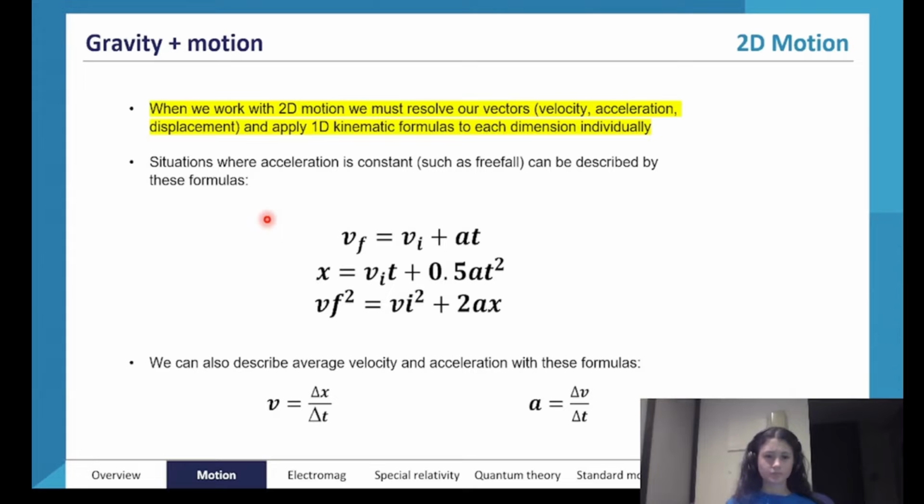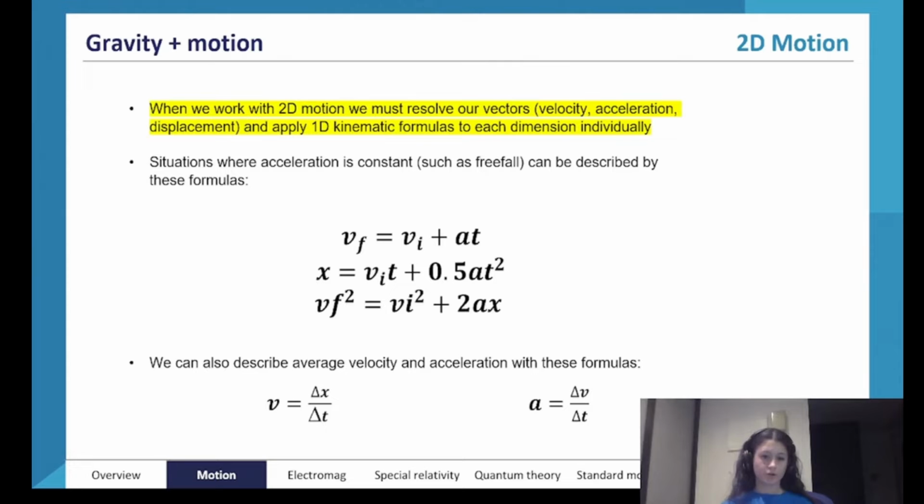Remember, projectile motion is a case where our acceleration is constant, because the only acceleration that we're considering is acceleration due to gravity, which is always 9.8 meters per second squared towards the ground. Because our acceleration is constant, we can apply these formulas. Now, of course, remember there is the other factor of air resistance. However, in year 12, we don't consider air resistance.